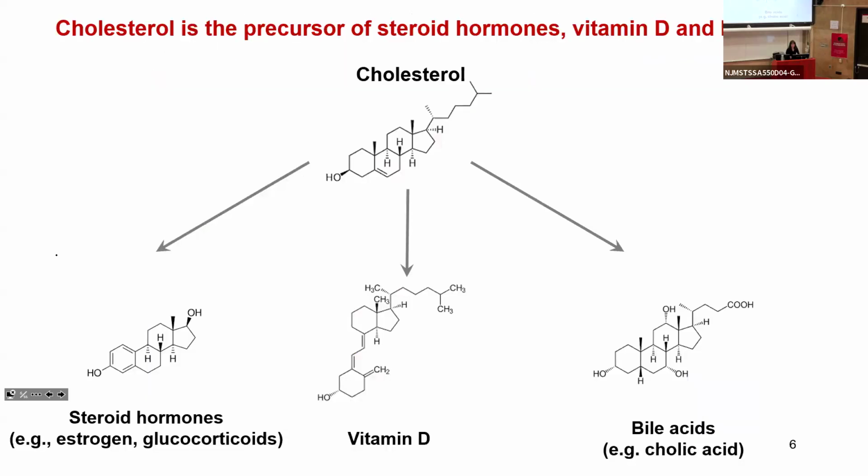Also, cholesterol is a precursor of steroid hormones, vitamin D, and bile acids. And so it's important in that way, is that cholesterol helps to form steroid hormones like estrogen, glucocorticoids, testosterone, also to form vitamin D, to form bile acids, which I told you about previously. These are important for emulsifying fats that are in your gut.